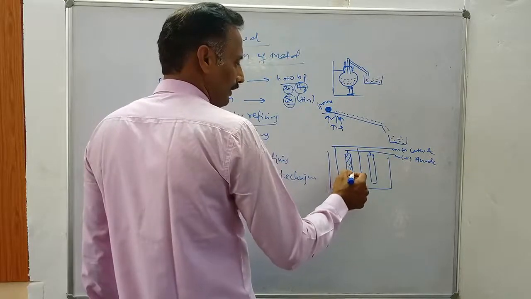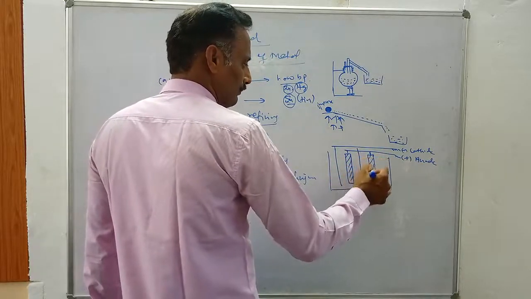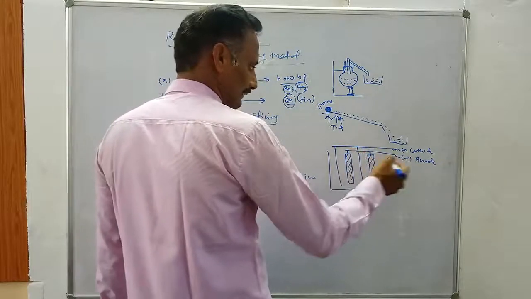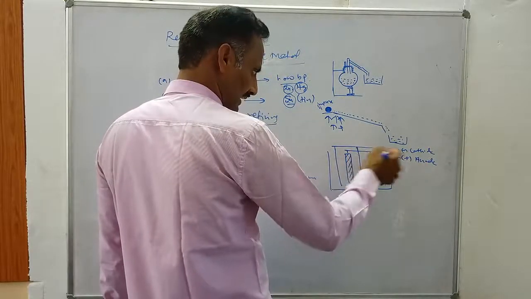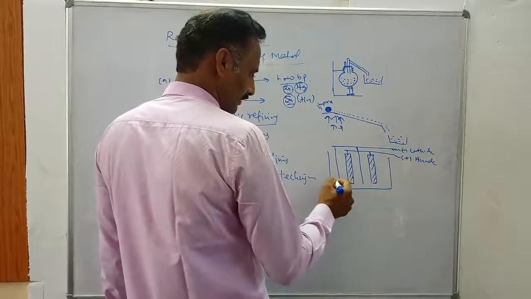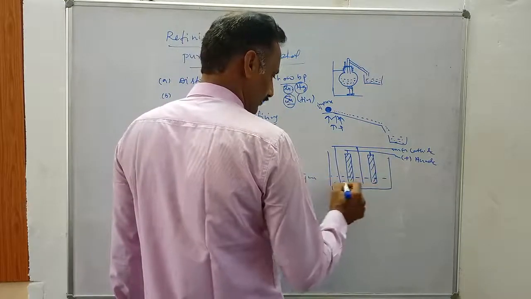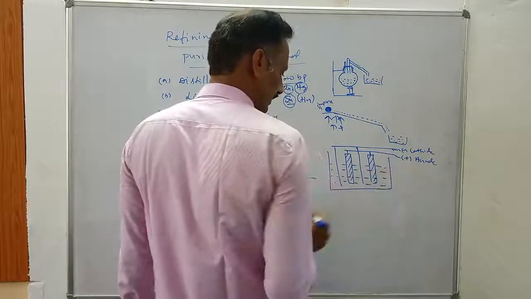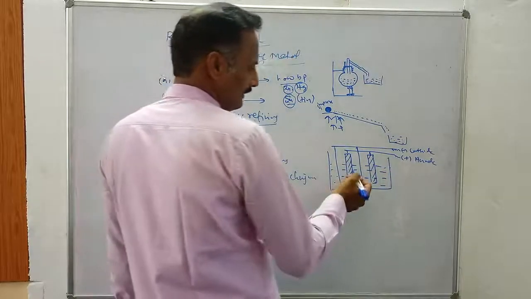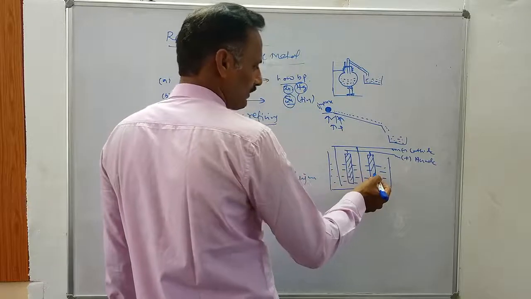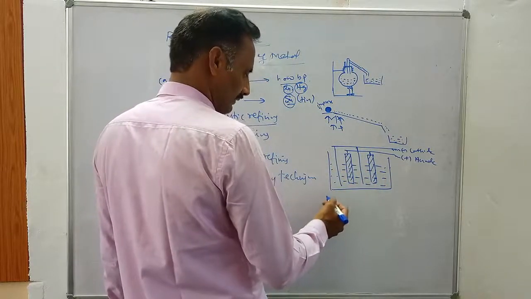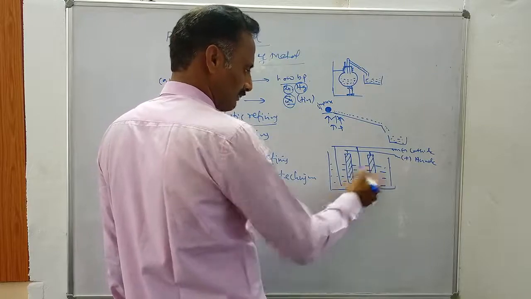The thick impure metal acts as the anode, and the thin pure metal acts as the cathode, and these two electrodes are kept in a suitable electrolyte, their own electrolyte. For example, this is impure copper and this is pure copper. Then on passing electric current, the following reactions take place.